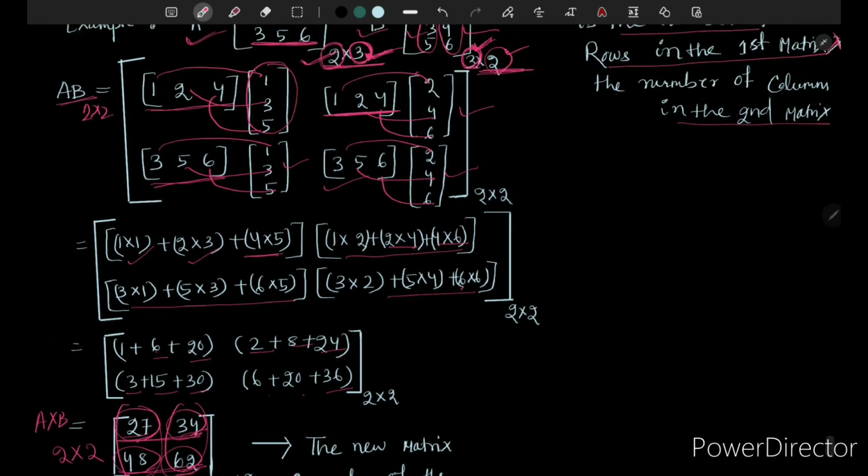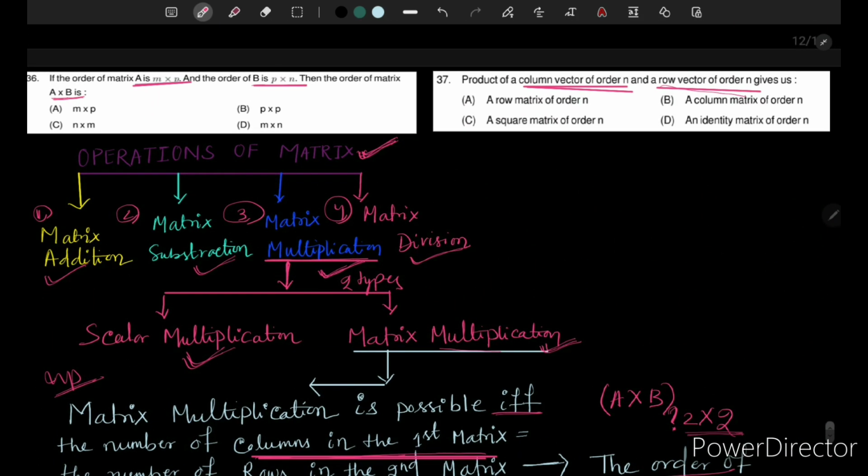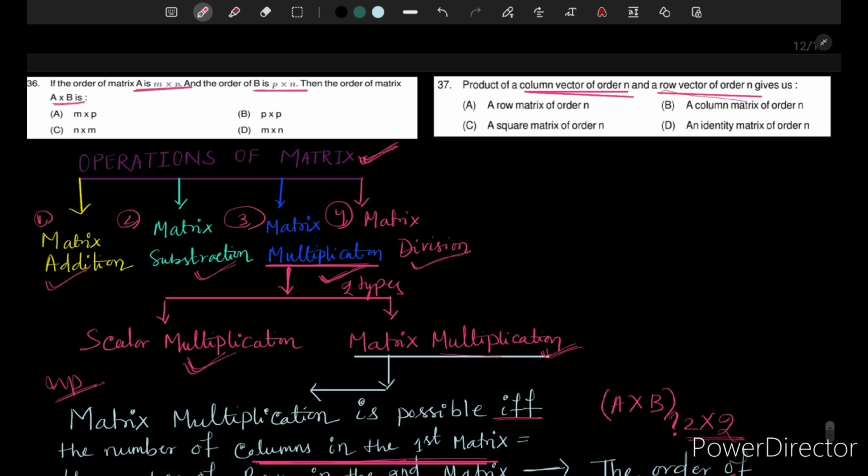Now come to our first question. What is your first question? So if A is a matrix of order M by P, okay, and B is another matrix of order P by N. Okay, so there are 2 matrices as per the question, A and B. A is of order M by P and B is of order P by N. So here A and B multiplication is possible.